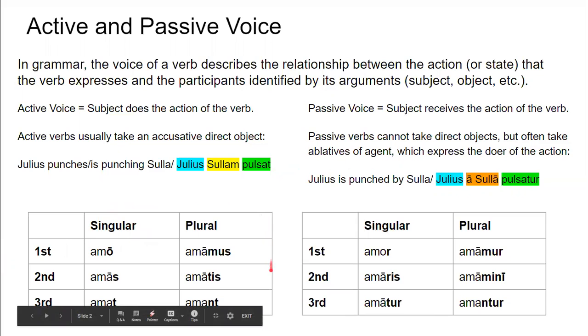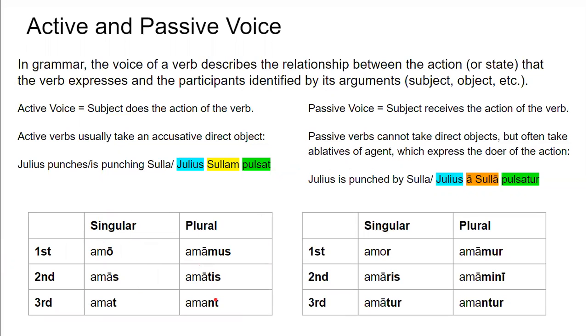You're used to these. These are the endings that we have. So amo, amas, amat, amamus, amatis, amant, right? You're used to those endings. Those respectively mean I love, you love, he, she, it loves, we love, you all love, and they love. All right. So the subject of that is the one doing the action of loving.